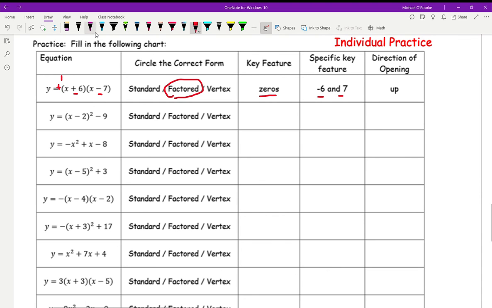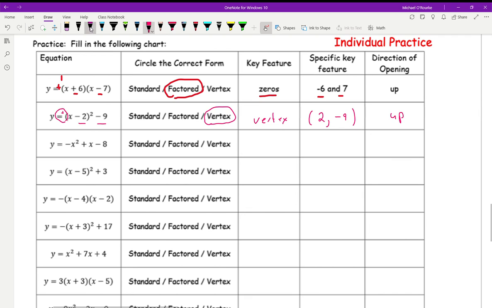So my next one is going to be factored. Sorry, it's vertex form. What color did I do vertex in? I did it in this color. So we're in vertex form here. In vertex form, we get the vertex. And what's the vertex of this one? Well, it's -2, but we're going to swap. It's going to be 2, comma, -9. And there is nothing here, so it's a positive, so it's going to go up.